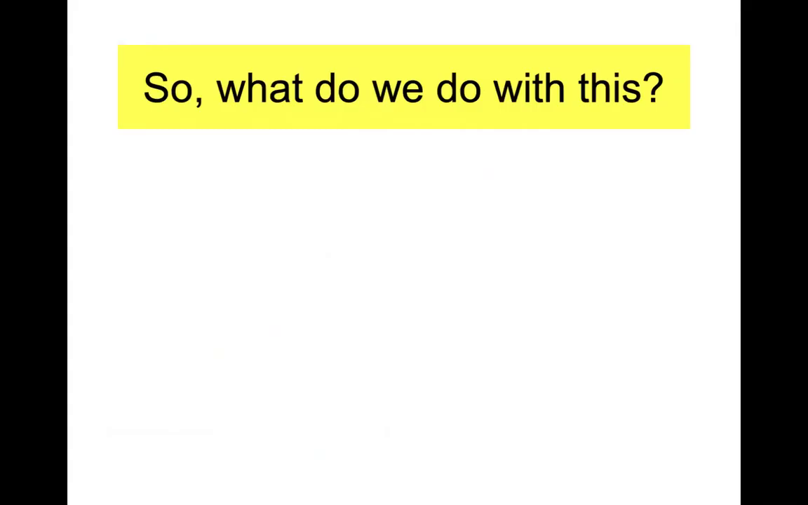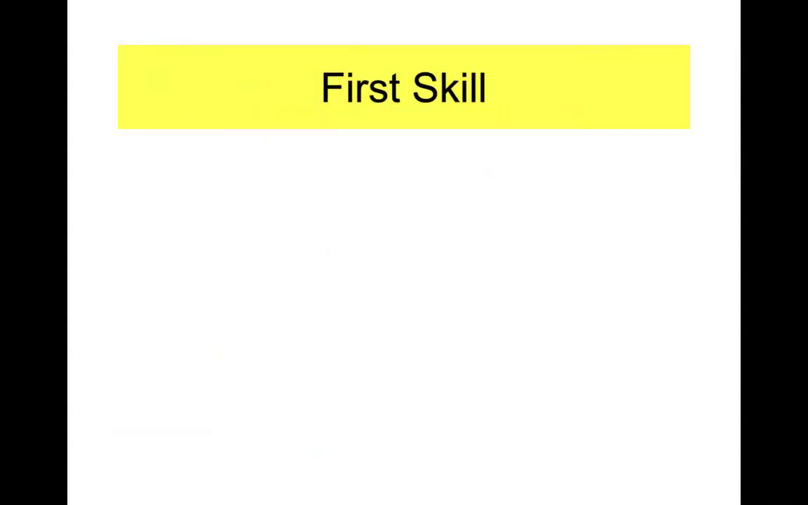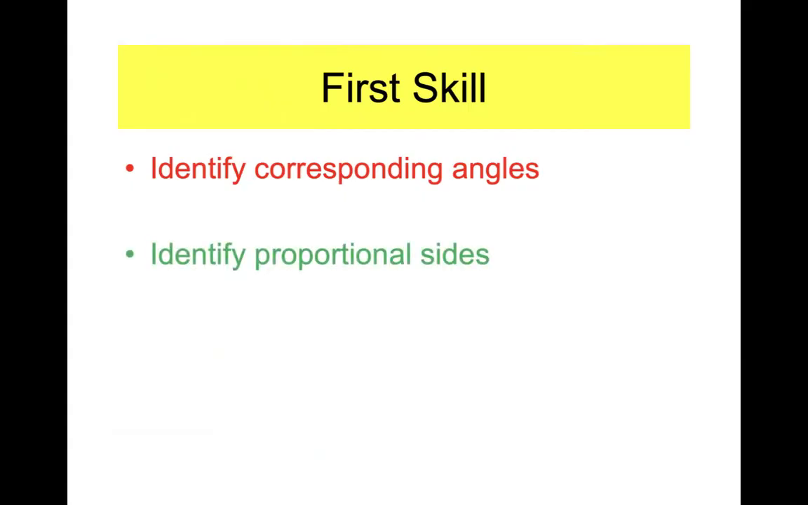All right, so what do we do with this? I said today was an easy day. It is, right? We're going to do the same thing we did with congruent polygons. And if you remember, after I introduced congruent polygons, we did two basic things. The first skill was we identified the corresponding angles. And then the second thing we did was we identified the corresponding sides. So for similar triangles, we're going to identify the corresponding angles, and we're going to identify, this is the only change, the proportional sides.